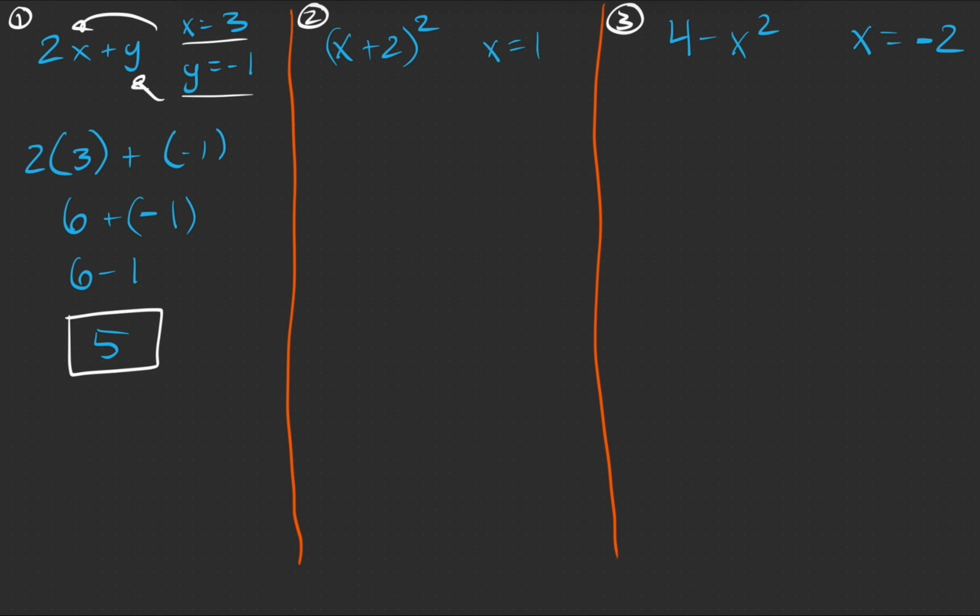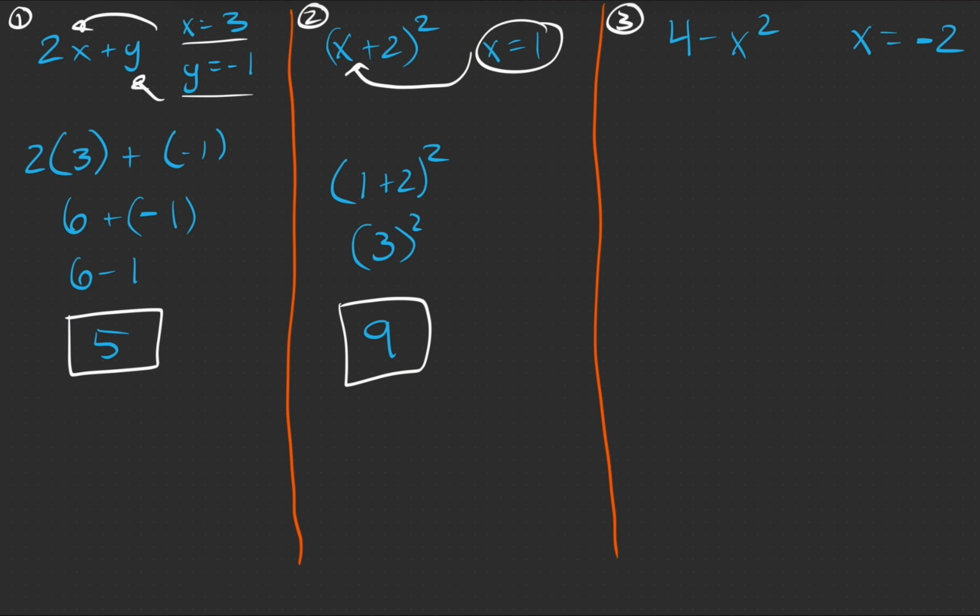For problem 2, we're going to do x plus 2 squared. Our value of x in this case is going to be 1. So we're going to plug that in. So we're going to do 1 plus 2 squared. Evaluate inside the parentheses first using PEMDAS. That gives us 3 squared because 1 plus 2 equals 3. And then 3 squared is equal to 9. So our expression here evaluated to 9.